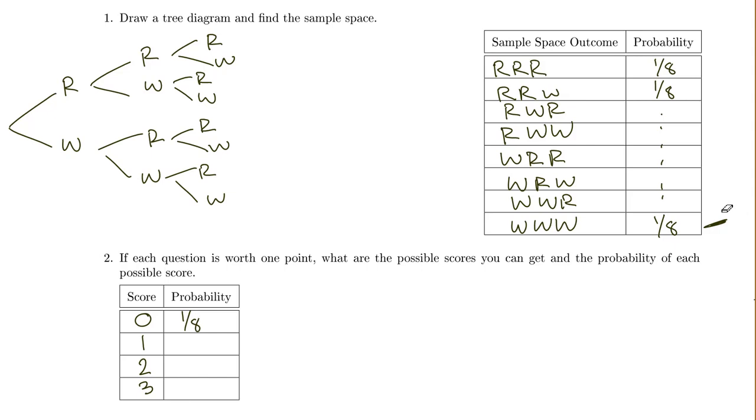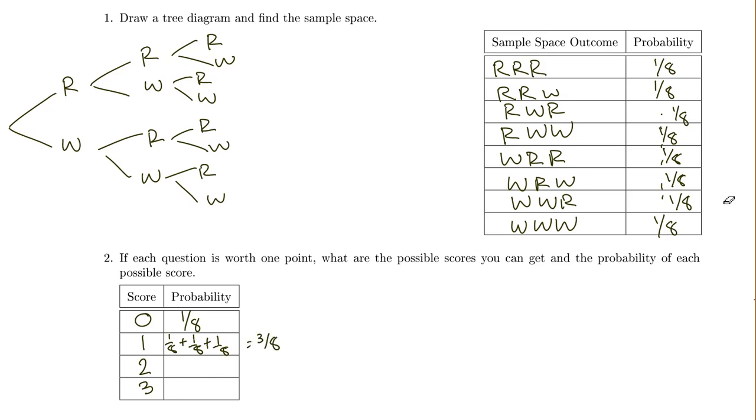But to get 1 point, let's find everything that will give us 1 point. So everything with 1 R. So this one has 1 R, this one has 1 R, and this one has 1 R. So that means there are 3 of them. Remember, each of these had a probability of 1/8. So 3 of them means that it would be 1/8 plus 1/8 plus 1/8, which equals 3/8.